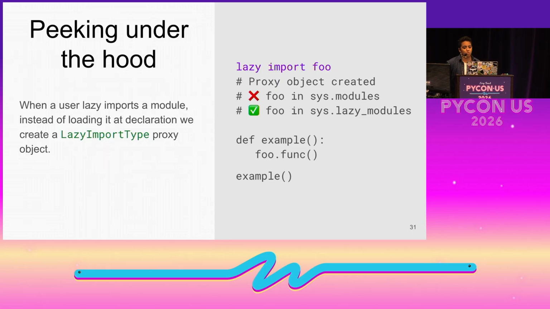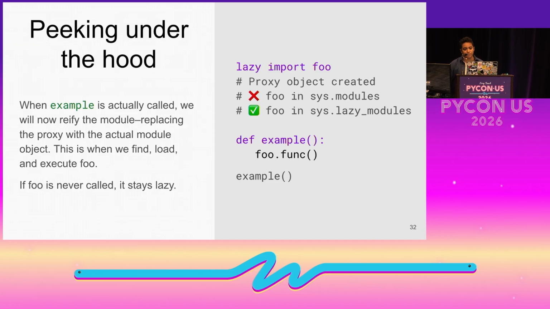First, when lazy import foo is called, we create a proxy object. This is in lieu of actually loading the module. The proxy is a lightweight object that we'll use as a placeholder. At this time, foo will not be in sys.modules because it has not been loaded, but it will be available in sys.lazy_modules, a new container we're exposing with this implementation, mostly for debugging purposes. Here you can see all lazy modules that have been declared but not yet reified, not yet loaded.